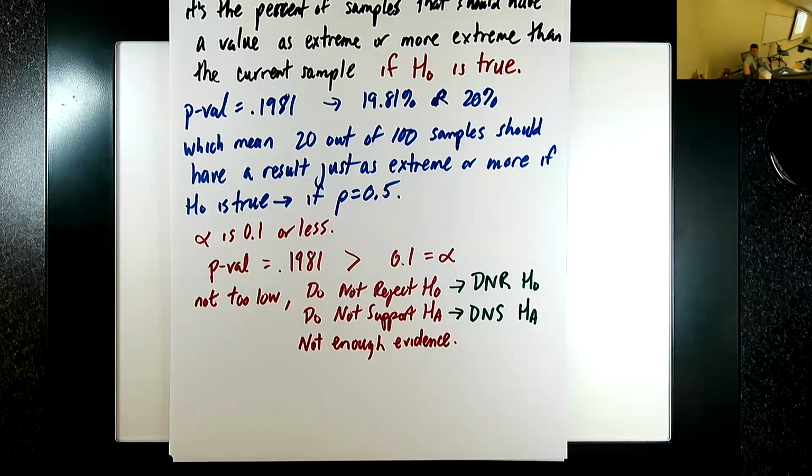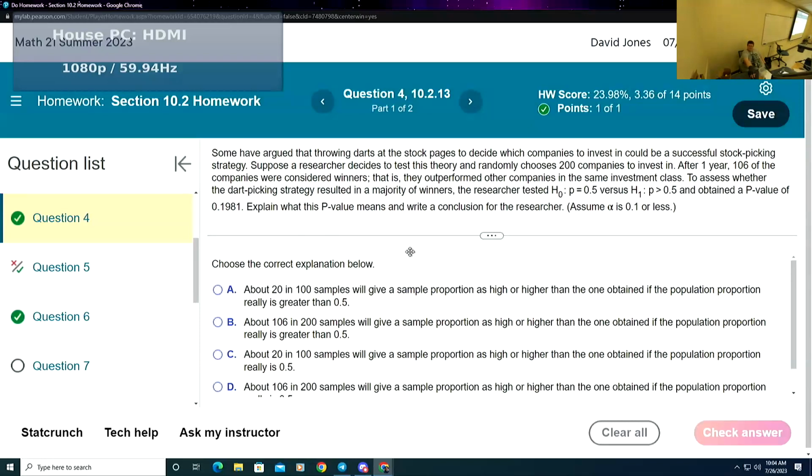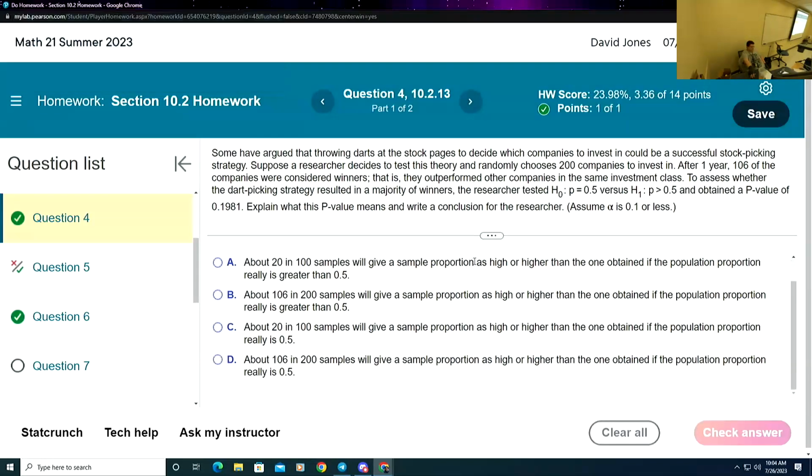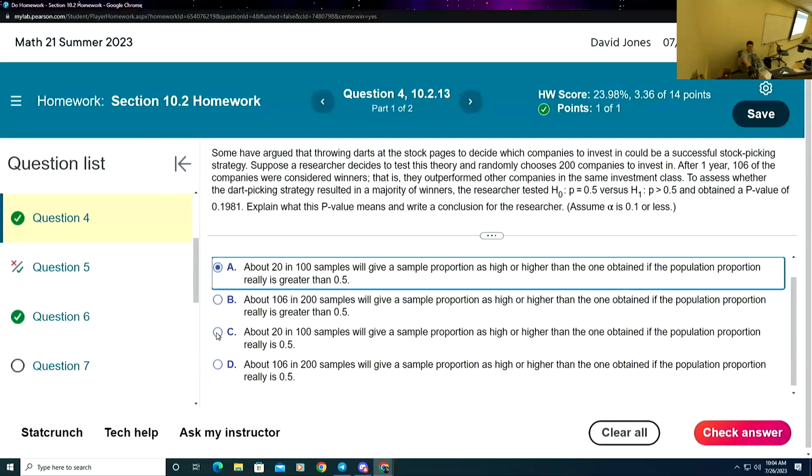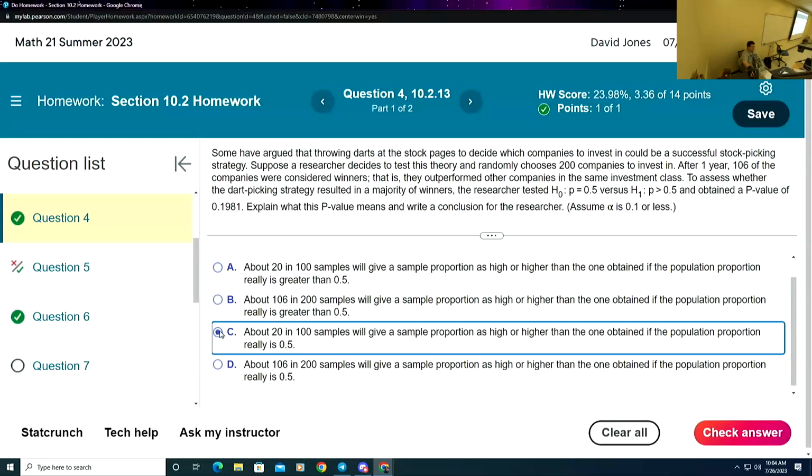Okay, let's go take a look at it. It says choose the correct explanation. We were talking about 20%, so 20 out of 100 samples. Two of them say that. A and C both say 20 out of 100 samples. Then we want to look at the ones that give us extreme or more, which in this case, since it's greater than, would be as high or higher than the P equals 0.5.